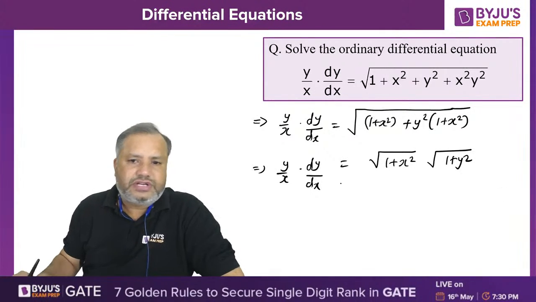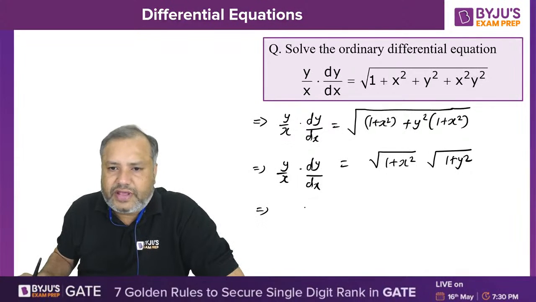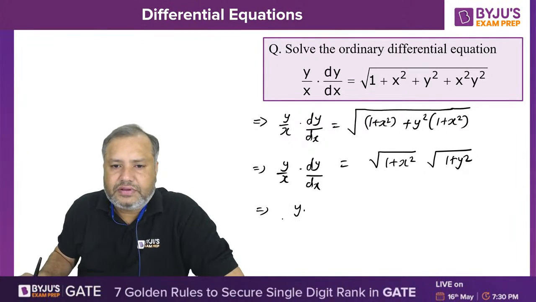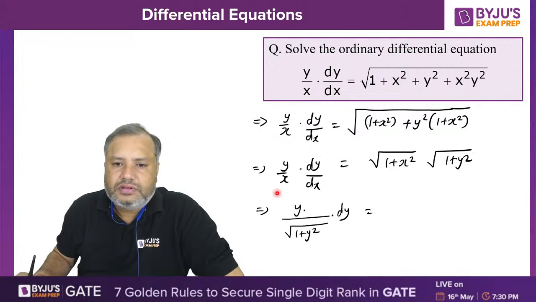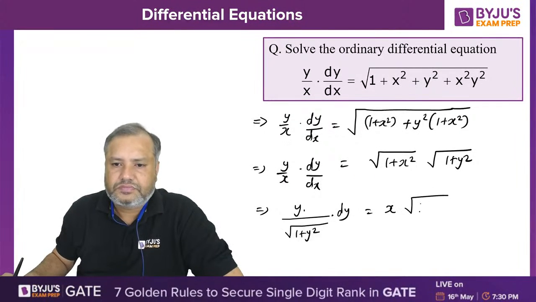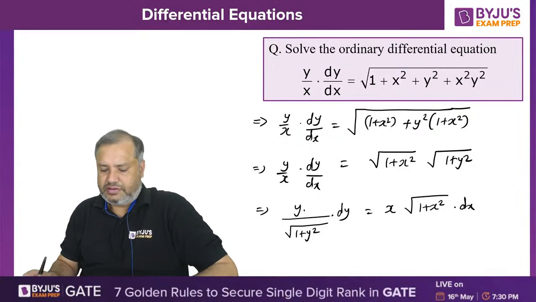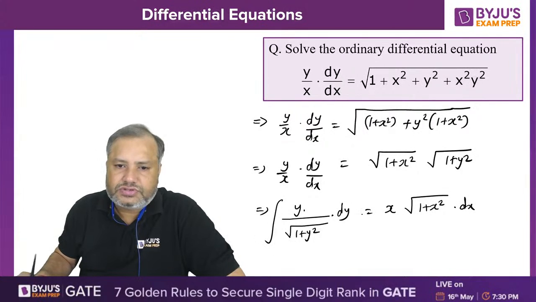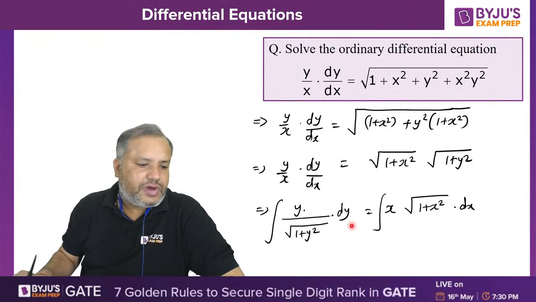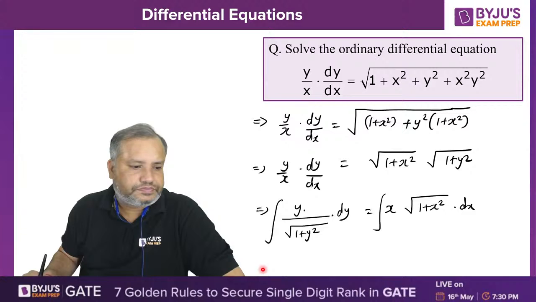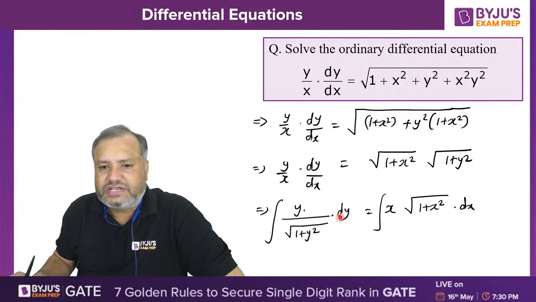Now all my dear students, you can separate the variables. So this square root term is brought to the denominator on the left hand side. This x dx is brought to the numerator. So first of all, we have separated the variables. Then we have to integrate both sides. So I am integrating this now.